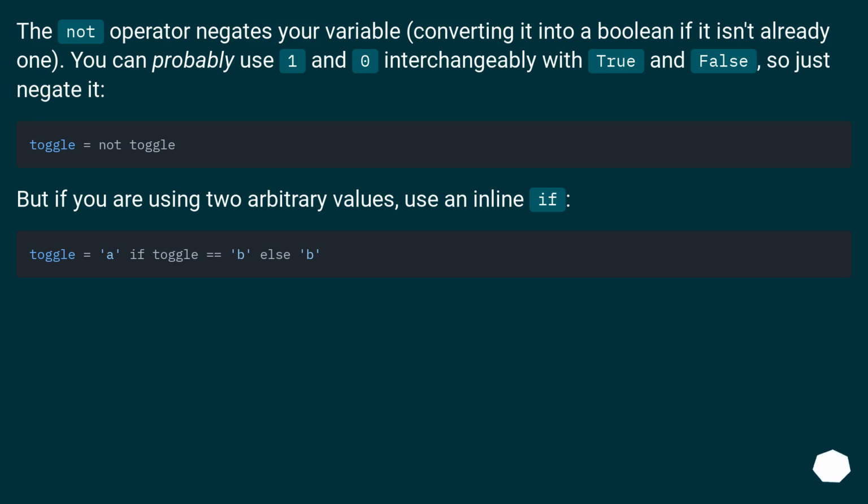The NOT operator negates your variable, converting it into a Boolean if it isn't already one. You can probably use 1 and 0 interchangeably with true and false, so just negate it. But if you are using two arbitrary values, use an inline if.